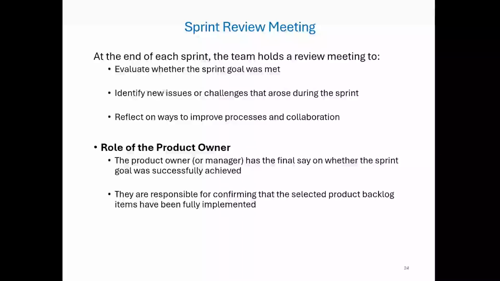During this review, the team evaluates three key things. First, we check whether the sprint goal was met. This isn't just about completing tasks, it's about delivering real value based on what we committed to. Second, we talk through any issues or roadblocks that came up during the sprint. Maybe something unexpected popped up, or maybe a dependency slowed us down. The point here is to learn.